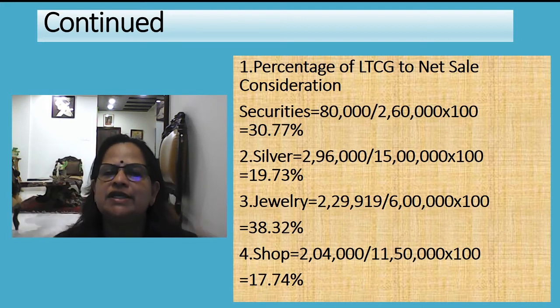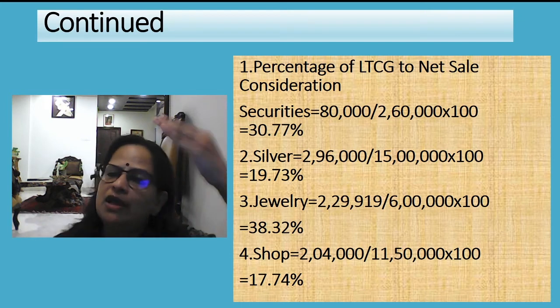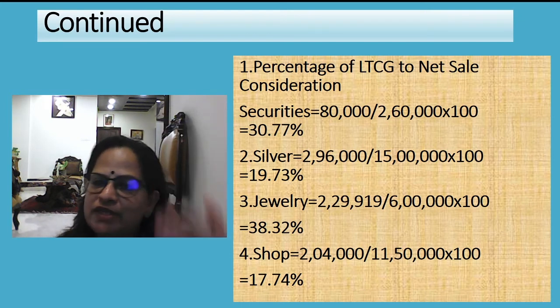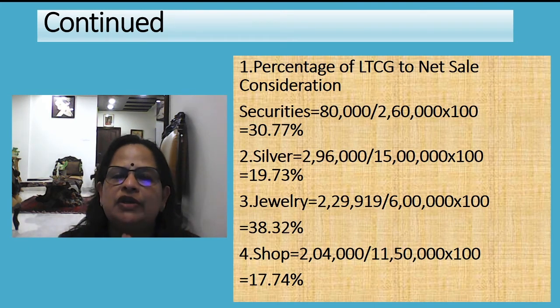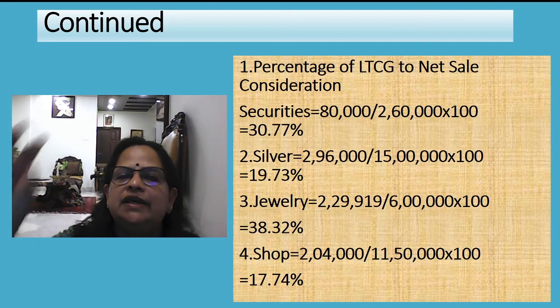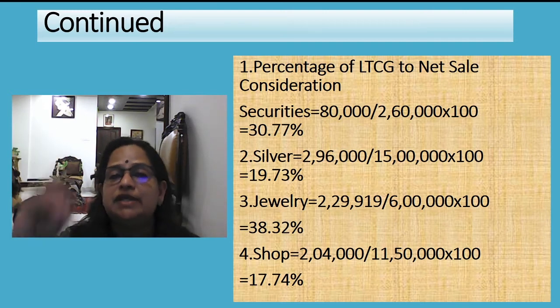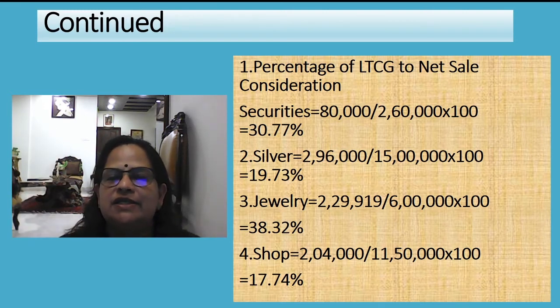But in the question, it says that he has invested only 22 lakhs for the new asset. So we cannot allow the full exemption. It will always be a percentage. So how do you calculate which asset will get the maximum exemption, and which assets are not going to get it? You have to calculate LTCG into LTCG, percentage of LTCG to net sale consideration.